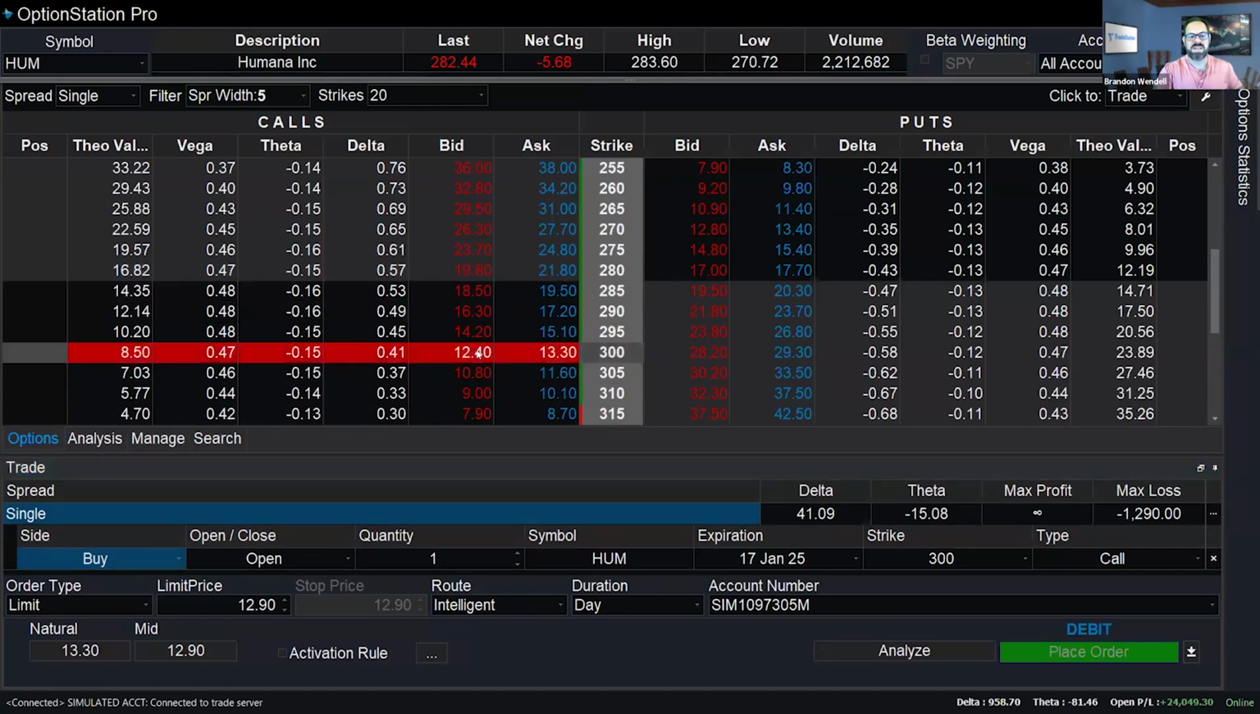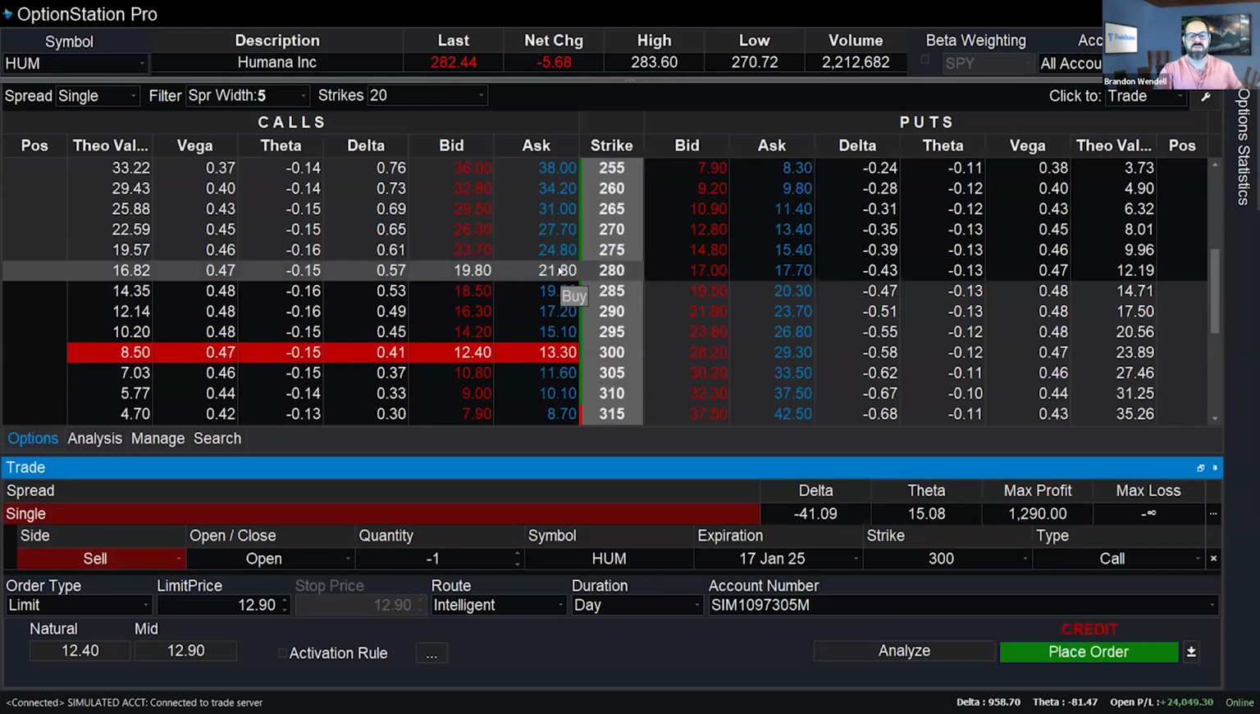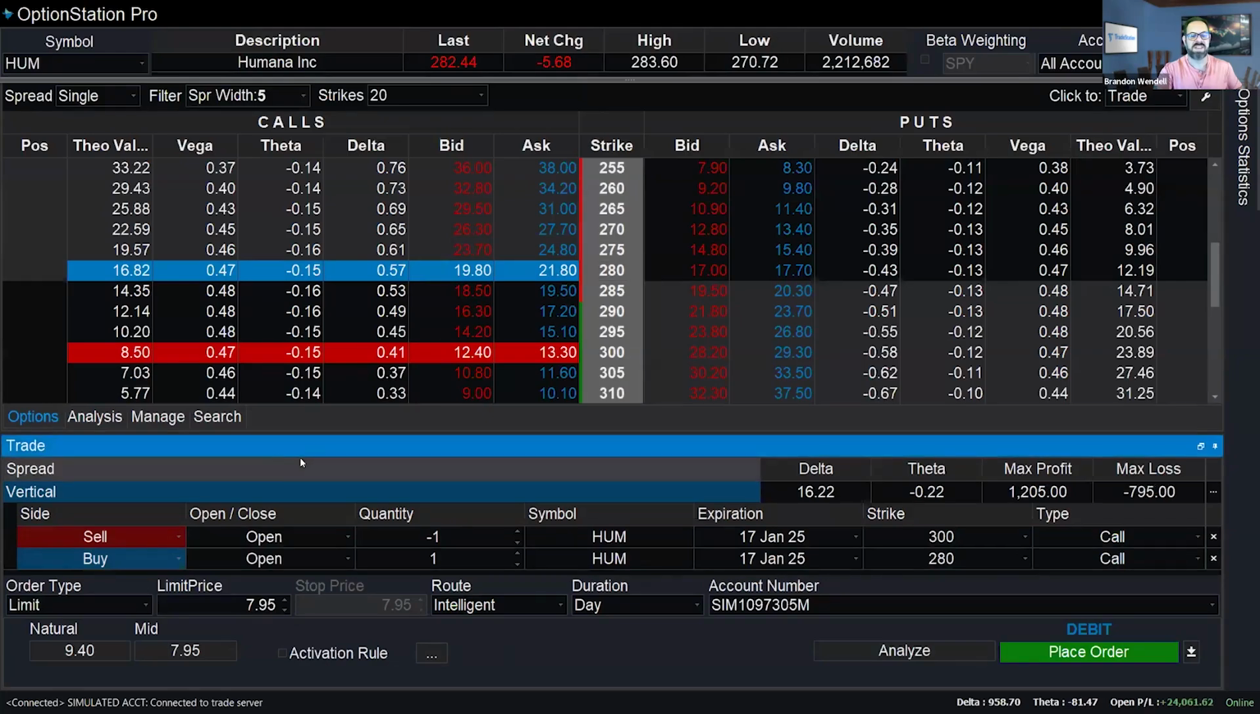So again, I want to sell the 300, buy the 280. I hold the control key down to get another leg. If I wish to add another leg, I hold down the control key and click again. It's not a big deal. I could do that for multiple legs. So that's the bull call spread.